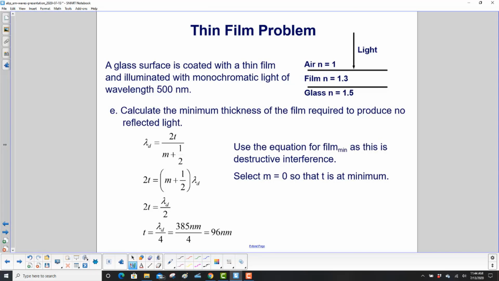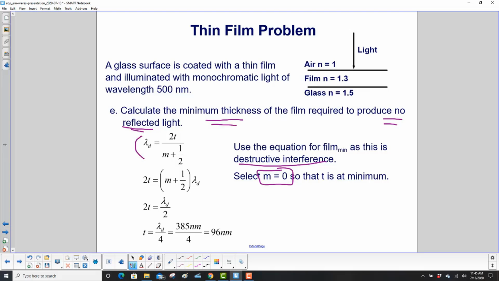Calculate the minimum thickness of the film required to produce no reflected light. So we're going to use the minimum equation, all right, because we want the minimum thickness, and we want no reflected light, which means we need destructive interference. And we'll select m, which is our order here, as m equals 0. That'll give us the smallest t, and that's what we're looking for, the smallest, the thinnest covering of film. Why? Because the film is probably expensive.